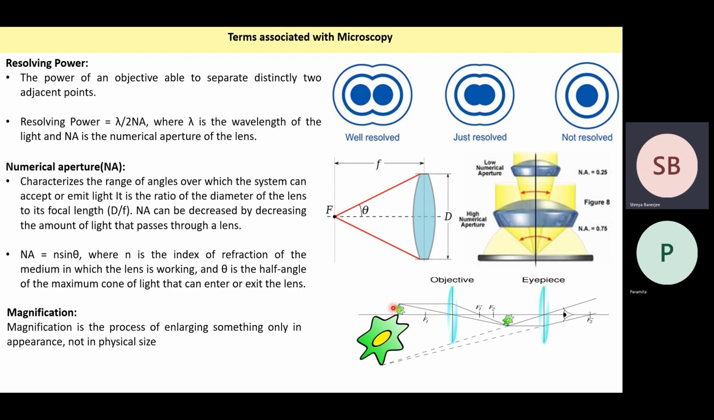So the size of the object is the same. This is just an imaginary image that has formed. And this process is called magnification because you're getting a much larger image.